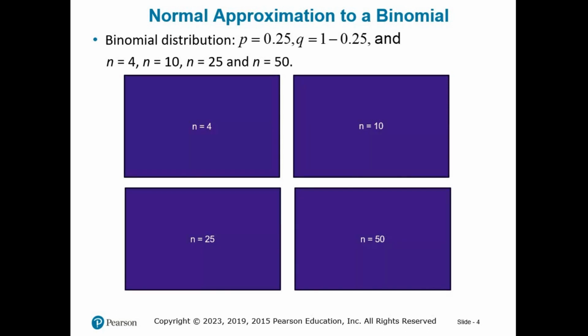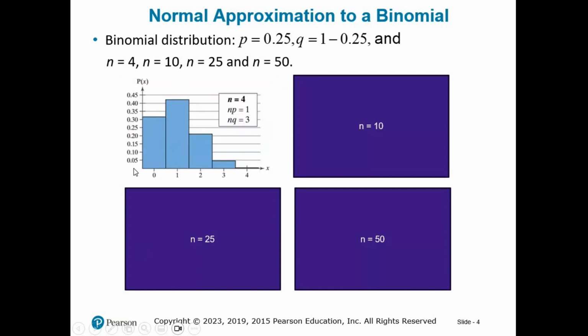We're going to use the test situation of a binomial distribution that has a p-value of 0.25 or 25% chance of happening, and a q of 0.75. Then we're going to play with the sample size. I want you to see what happens to the shape of the graph as the sample size grows. Here's the graph at sample size n equals 4. It's clearly a binomial distribution with distinct bars, and you can see it's skewed to the right.